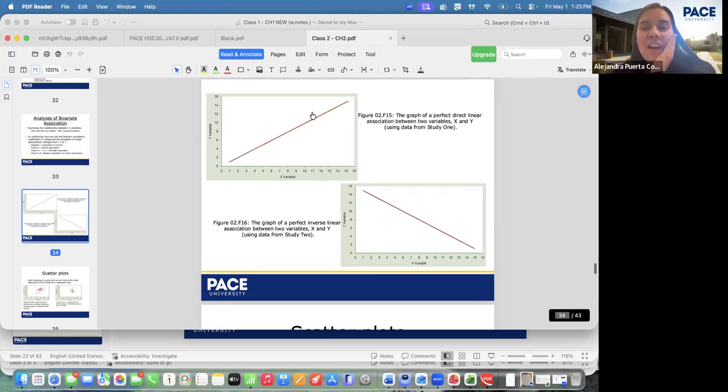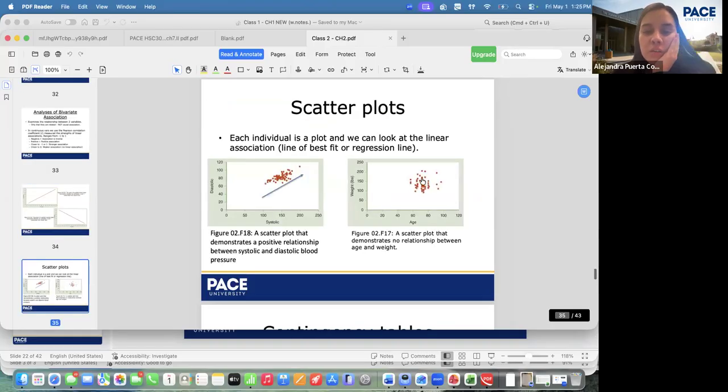Okay, so if I have a perfect direct linear association, I'll see a line like this, right? It can be a positive association or a negative association, right? This would be a perfect inverse linear association, or I could see no association at all. So there's no way I can make a line here, right? As opposed to here, where I see all of them going up. Yeah?